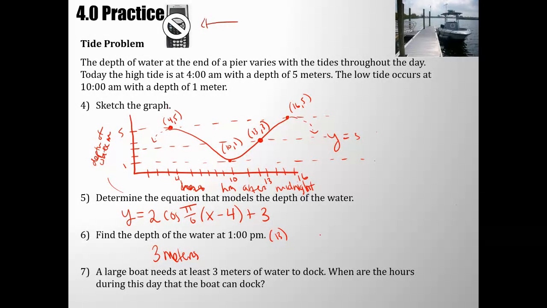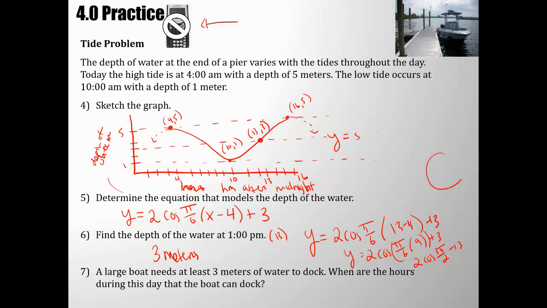If I wanted to just use my formula, my equation, my model that I wrote, we can even check this and see what happens. This is something we can do without a calculator. y equals 2 cosine of pi over 6 times 13 minus 4, which is 9. So this is 9 pi over 6, which is 3 pi over 2. So it's 2 cosine of 3 pi over 2 plus 3.